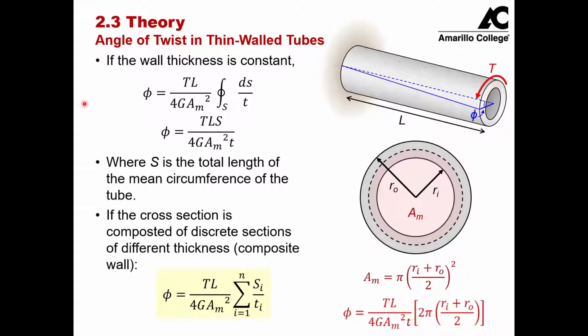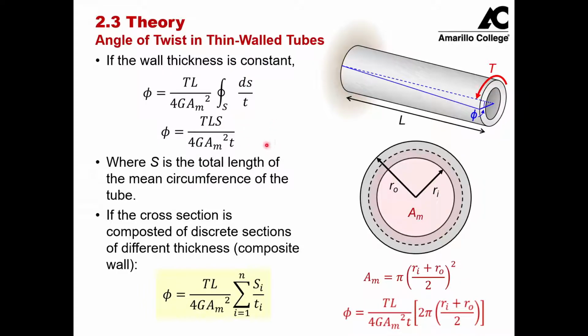The first case we're going to consider is the simple case where the wall thickness is constant throughout the entire shaft. So we're saying that the wall thickness does not change, and if that's the case, we can pull this t out in front of the integral, and if we just integrate around the circumference of ds, we just get what we call s, and s is the total circumference of the shaft. So if wall thickness is constant, this is a pretty easy equation to evaluate.